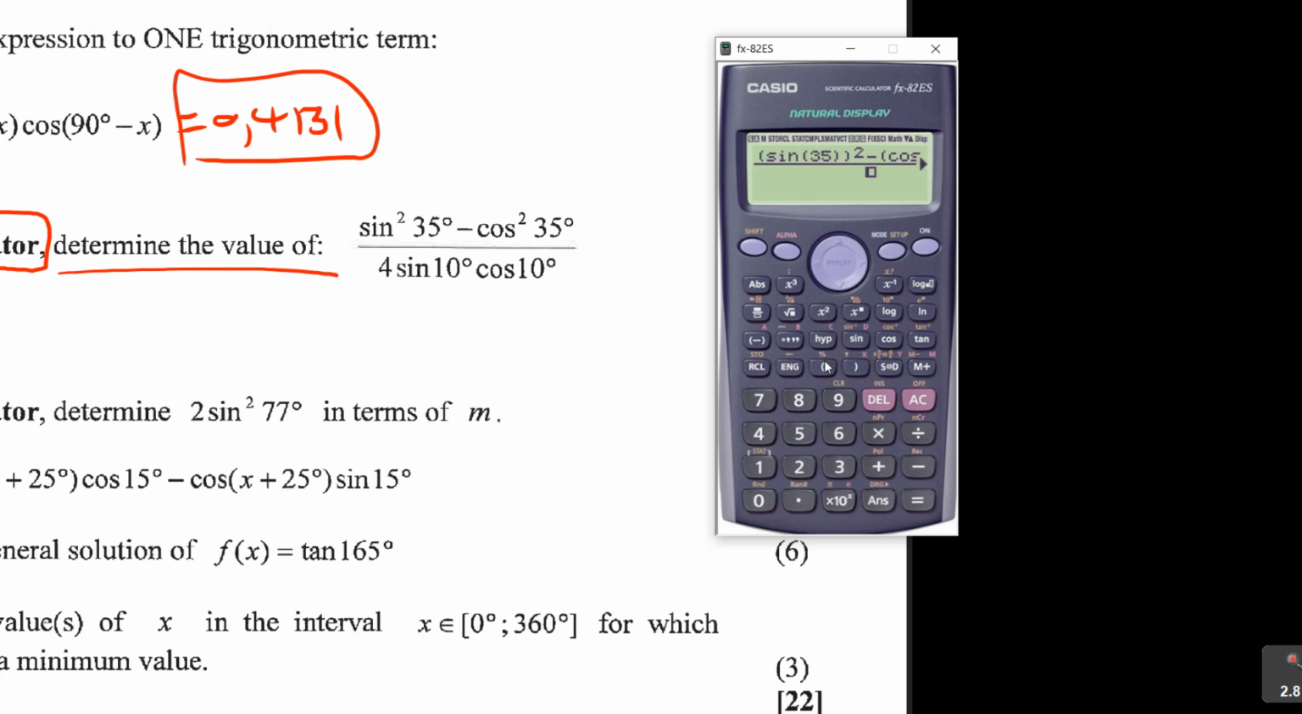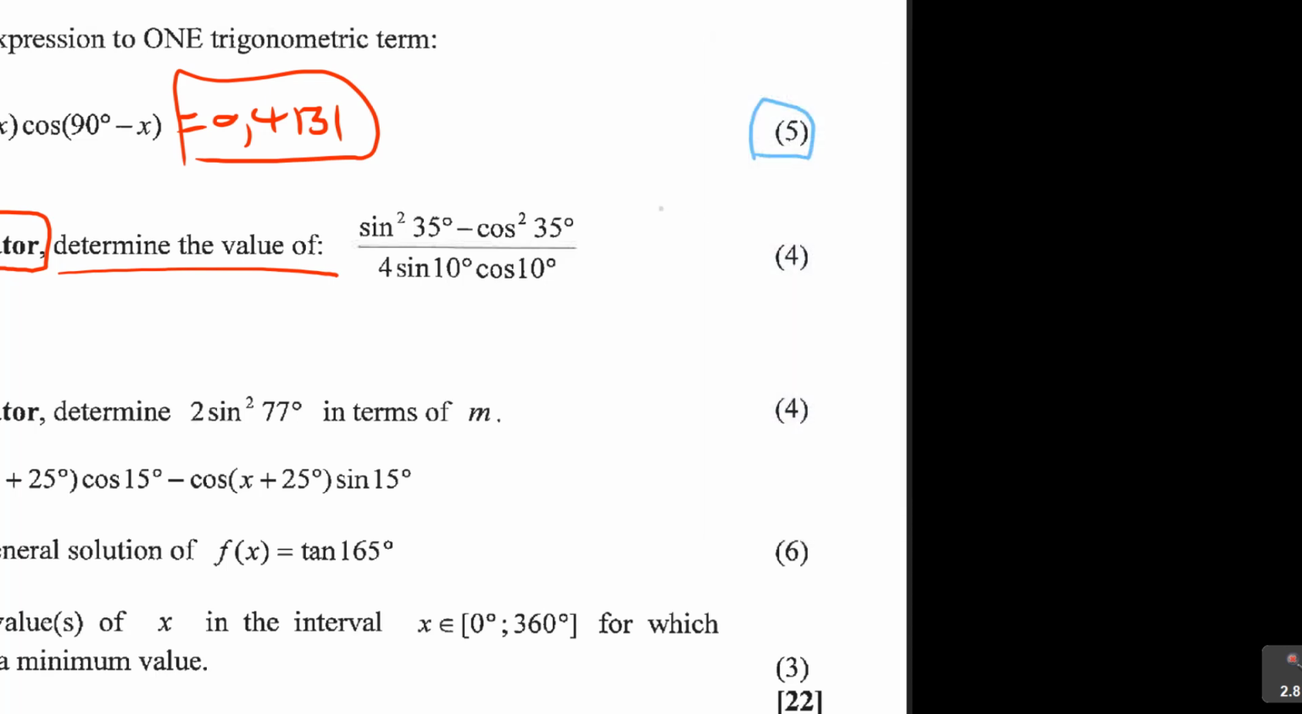Over, and then 4 times. Better to be putting times on these numbers. Then sine 10, close, and then times cos 10. If you can do that, so that you are clear on the calculator, it can still give the same number while avoiding many things, but it's better to do that. Equal to, look, this thing is just simple, a negative half. Now you work towards that.